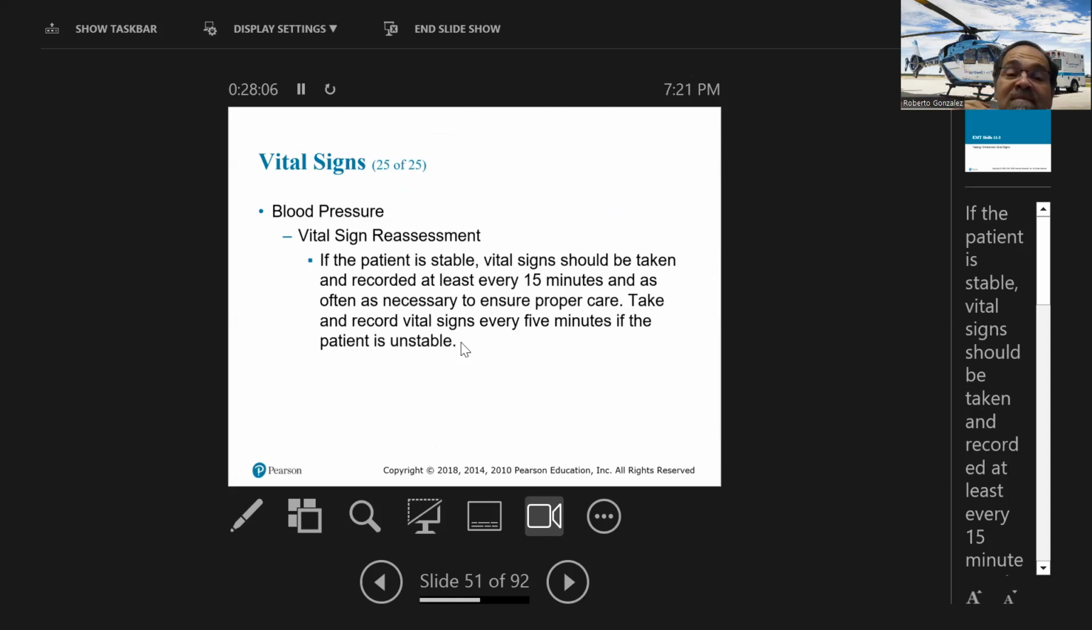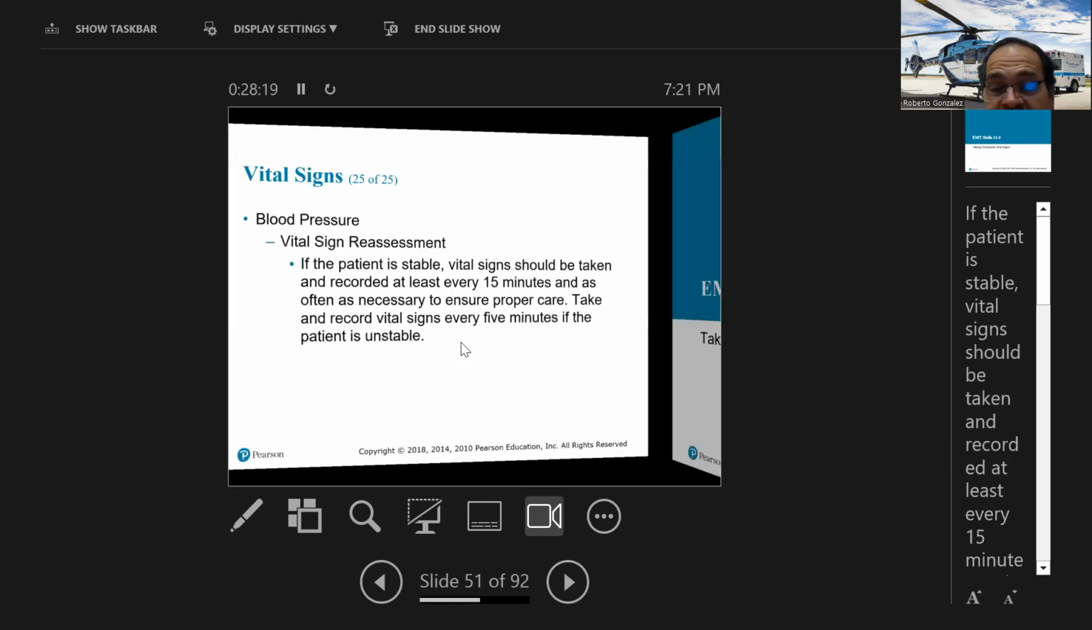Vital signs. If the patient is stable, vital signs should be taken and recorded every 15 minutes. If he's not stable, it's every 5 minutes.